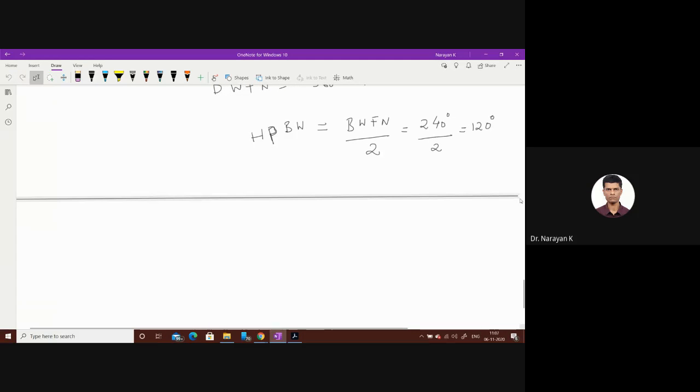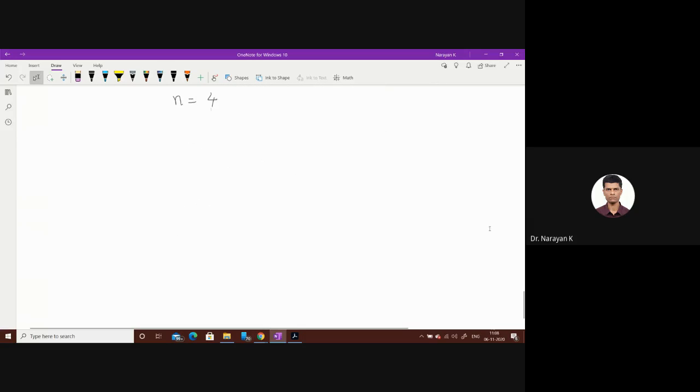So now what we have is 4 isotropic point sources supplied with currents of equal amplitude and equal phase. So what is this? Broadside array. Agreed. But he has also asked you to derive the equations required. So let us start. What is n? n is equal to 4. What is D? D is equal to lambda by 2. Very good.